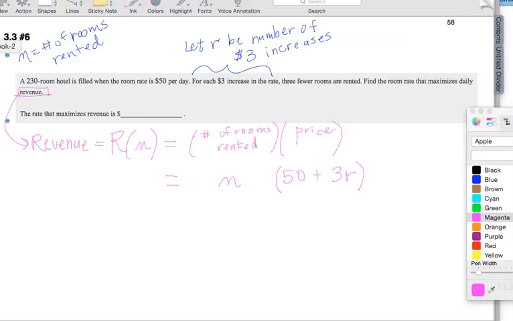So in our problem, we want to put this in terms of R. The number of rooms that are being rented, well, let's start with 230, because that's what's currently happening. Then with each $3 increase in the rate, 3 fewer rooms are rented. So we're going to go minus 3R, because that will take off 3 rooms. That's that 3, and that 3 correspond. So for each increase in the rate, that's R times 3, because that's how many fewer rooms are being rented with each increase in rate. And we have that multiplied right there.